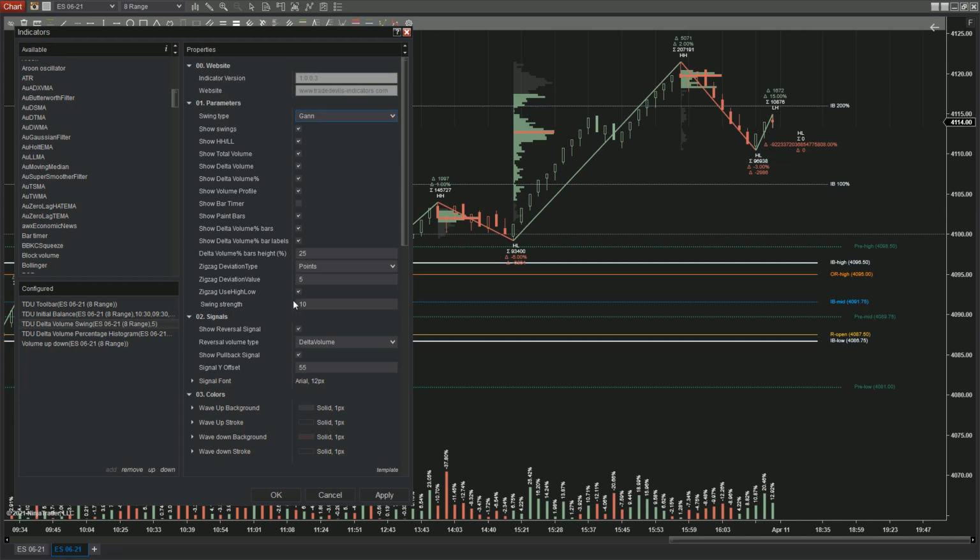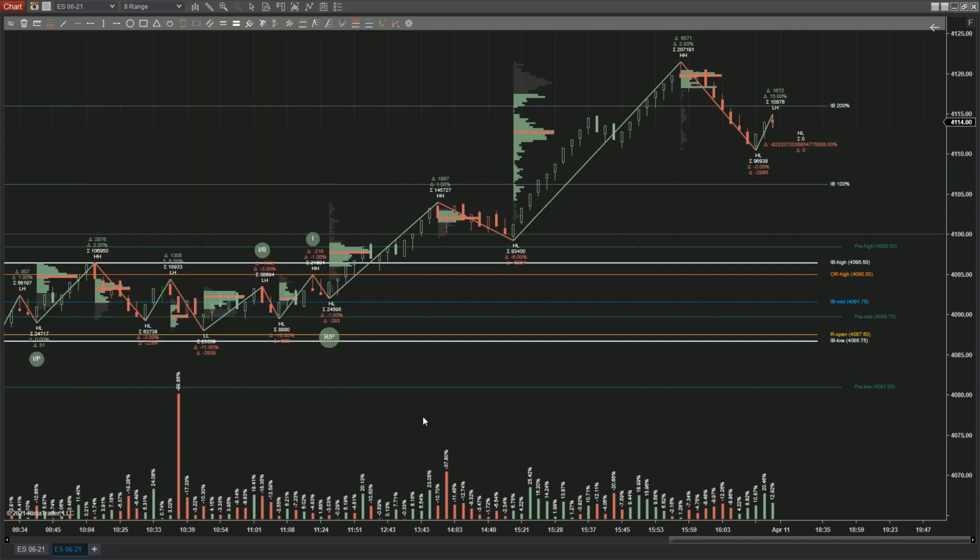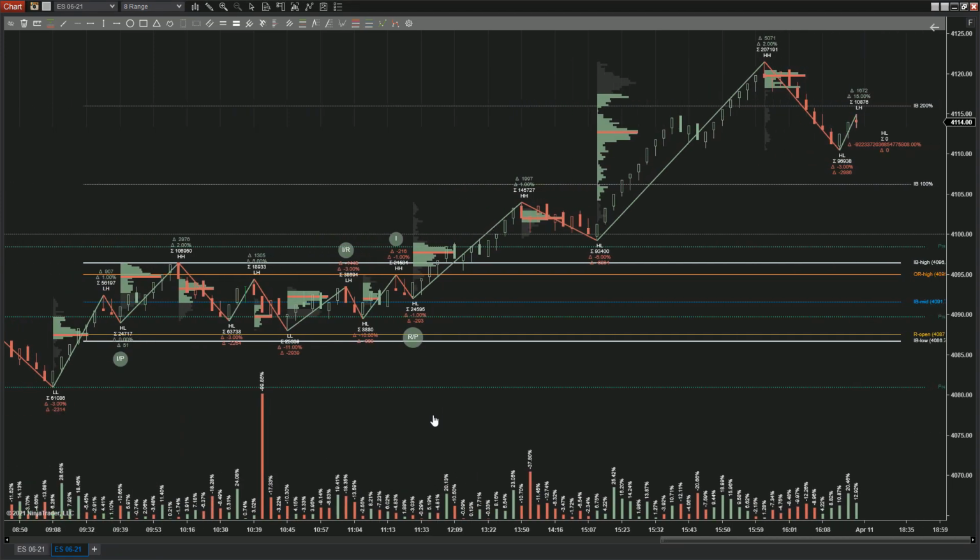As we move down here, all of that can be labeled here, and then below here I have the delta volume percentage bars, which I have checked on, and whether or not I want to see those bar labels. Let's go down and talk about that because this is an important optional feature. Let's just focus down on the chart. Let me give this a second to reset.